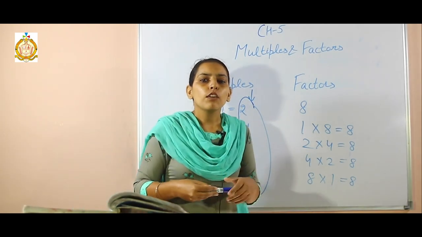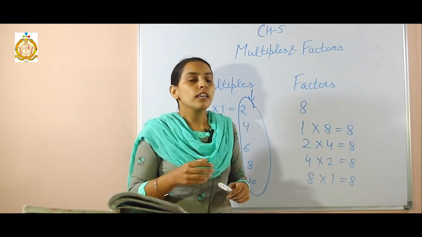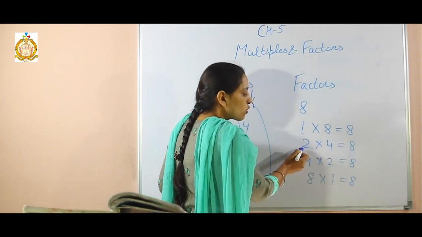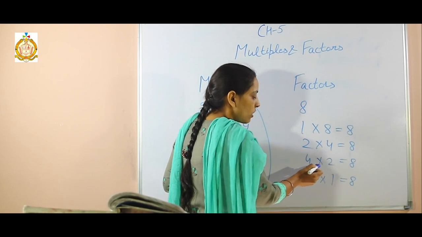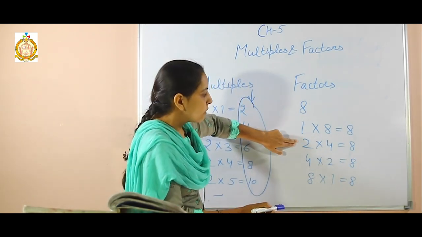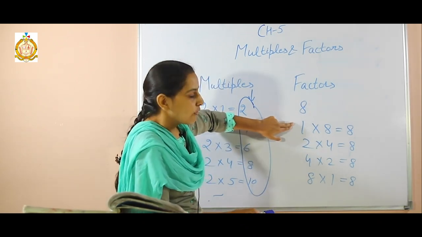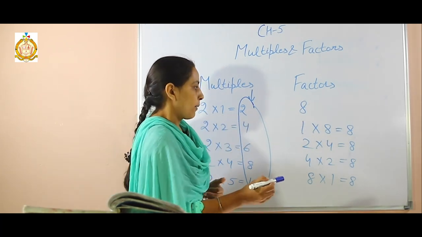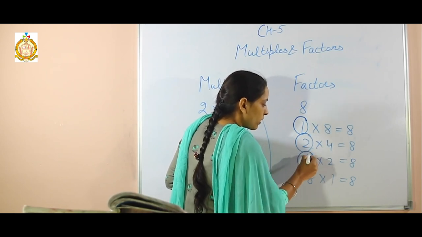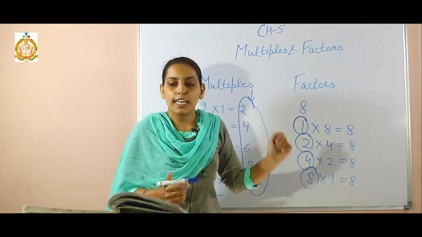For example, if you have to find out the factors of 8, how can we find? First of all, 8 comes in which table? 1 multiplied by 8 is equal to 8. 2 multiplied by 4 is equal to 8. 4 multiplied by 2 is equal to 8. 4 multiplied by 2 and 2 multiplied by 4 is the same thing. And next, 8 multiplied by 1 and 1 multiplied by 8 is the same thing. Students, what are these? 1, 2, 4, 8. These are called the factors of 8.